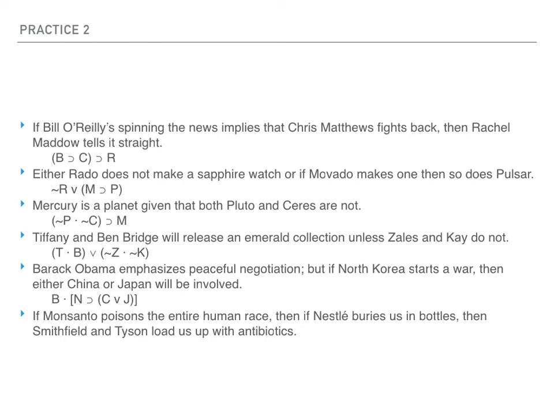So we know that now N is going to be the antecedent of the second conditional statement. And in the consequent is "Smith and Tyson load us up with antibiotics," which looks like a conjunction. So this is going to say M horseshoe, and then there's going to be brackets, and N horseshoe parentheses, S dot T, close parentheses, close brackets. And notice that we built that up just by noticing where the comma was, applying the strategies that we developed. Nothing essentially new, just more complicated iterations of these simple things that we had already grown to know and love.